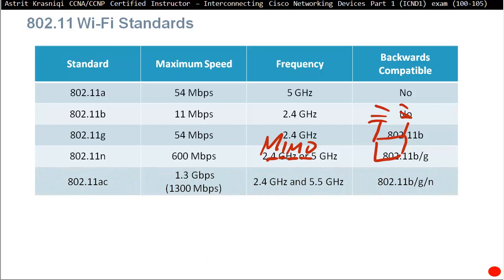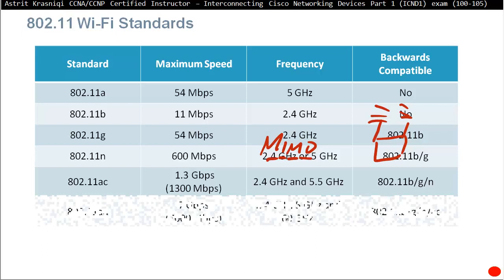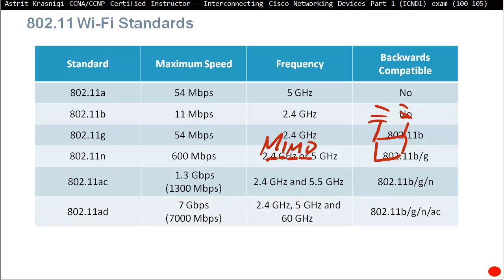Then we have 802.11ac. There you can see the speed has increased, it uses both frequencies, and it's backward compatible with B, G, and N. And 802.11ad, 7 gigabits per second. This works at 2.4 GHz, 5 GHz, and 60 GHz, and it's pretty much backward compatible with B, G, N, and AC.